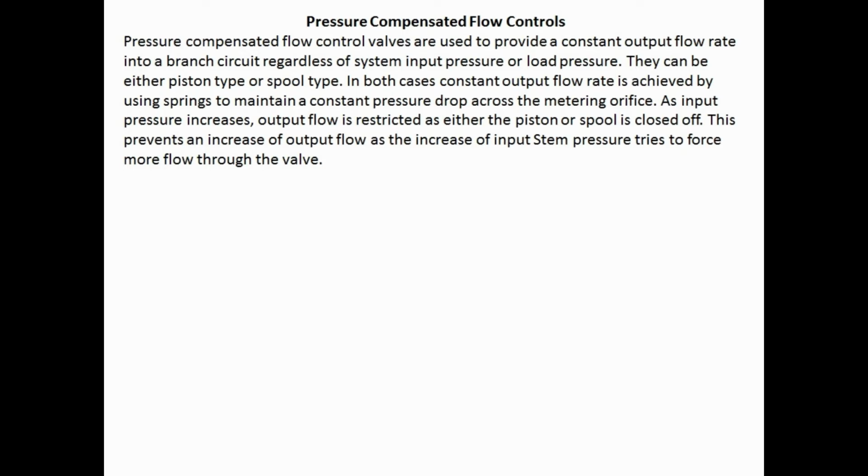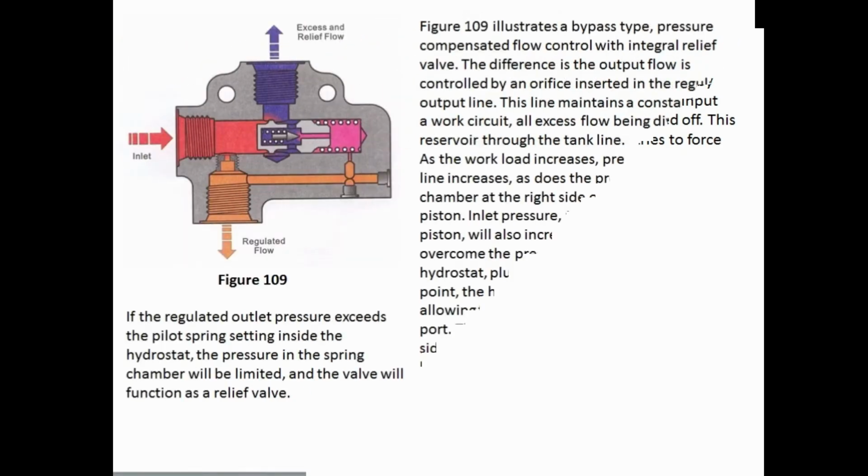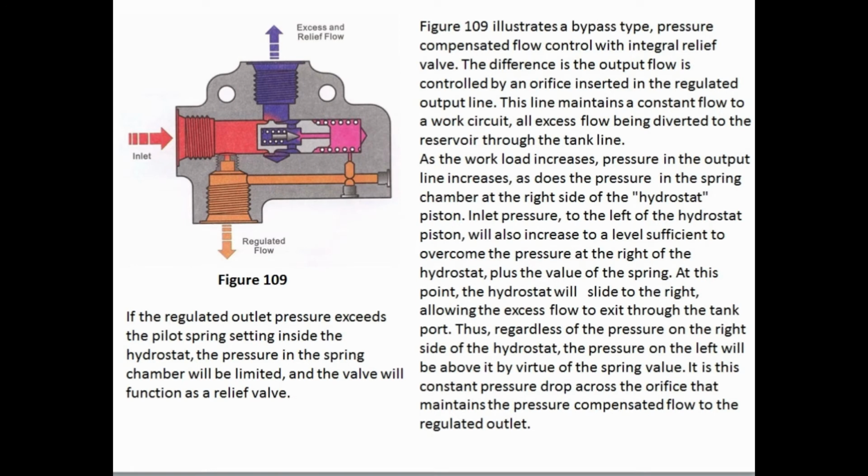In both cases, constant output flow rate is achieved by using springs to maintain a constant pressure drop across the metering orifice. As input pressure increases, output flow is restricted as either the piston or spool is closed off. This prevents an increase of output flow as the increase of input stem pressure tries to force more flow through the valve. Figure 109 illustrates a bypass-type pressure compensated flow control with integral relief valve.